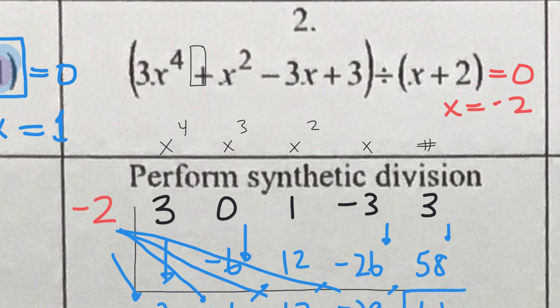So we have a remainder of 61 when we divide 3x to the 4th plus x squared minus 3x plus 3 by x plus 2.